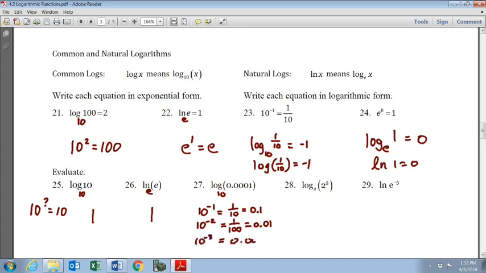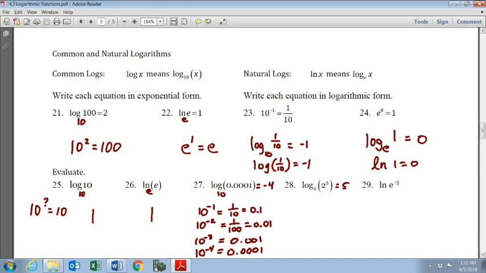So 10 to the negative 3 would give you 0.001, and 10 to the negative 4 power, you'd get 0.0001. And so the answer here, the exponent that you put on a base of 10 to get 1/10,000th, is negative 4. All right, number 28. Again, this is similar to one we did earlier. What exponent do you put on a base of 2 to get 2 to the 5th power? That's just going to be 5.